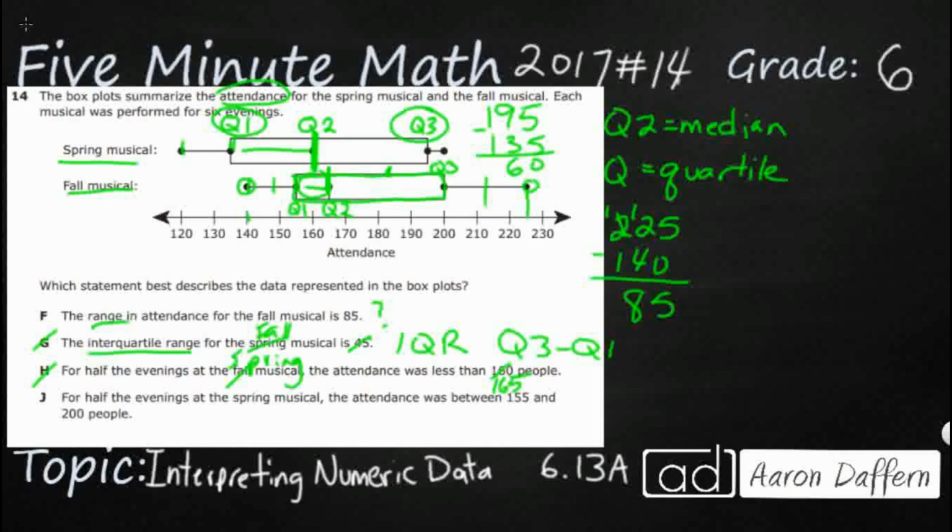And then for J, half the evenings at spring, the attendance was between 155 and 200. Nope, 155 and 200 is fall. For spring, it's 135 and 195. So the answer is F.